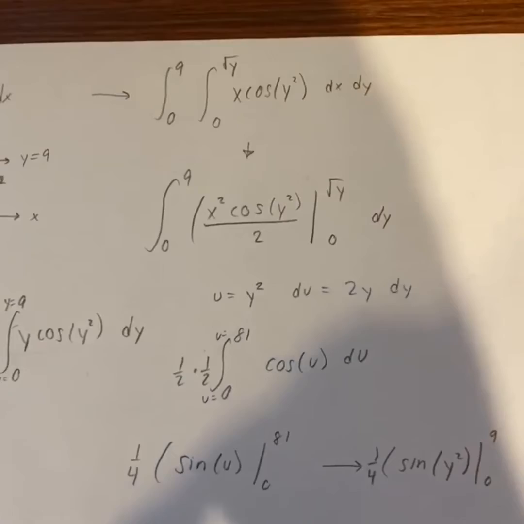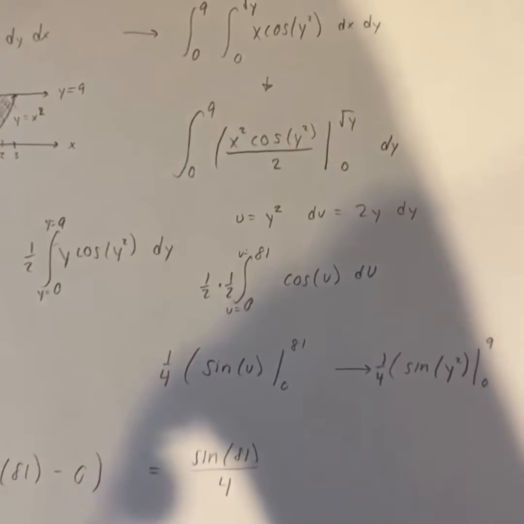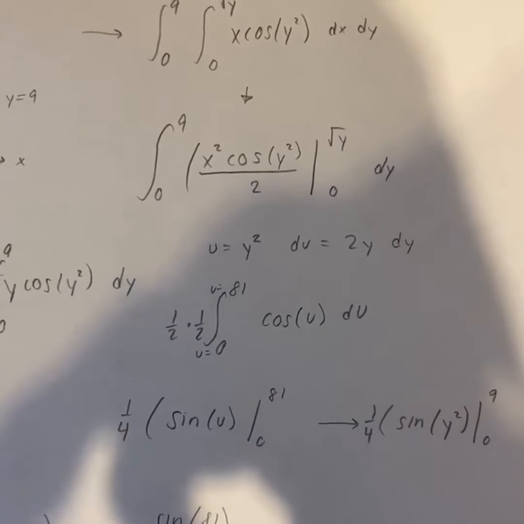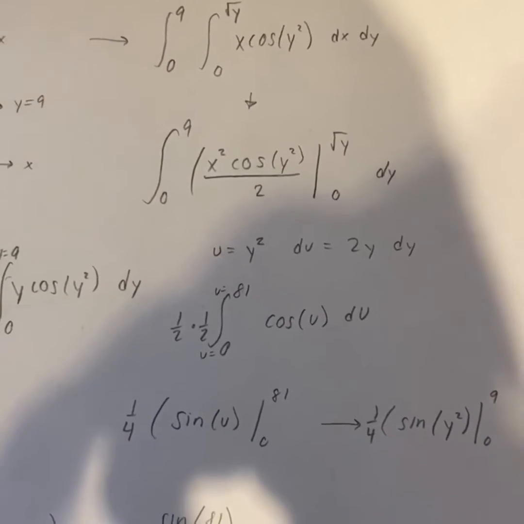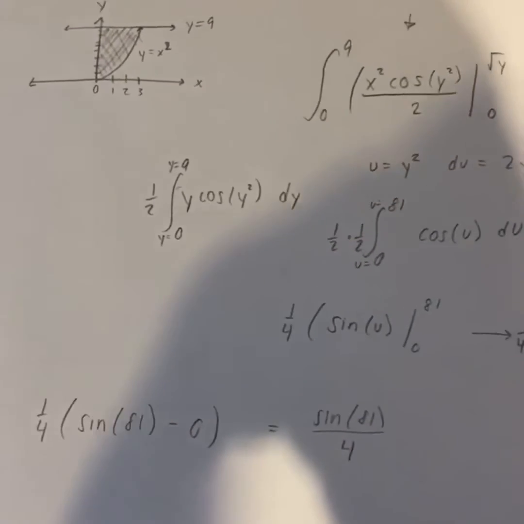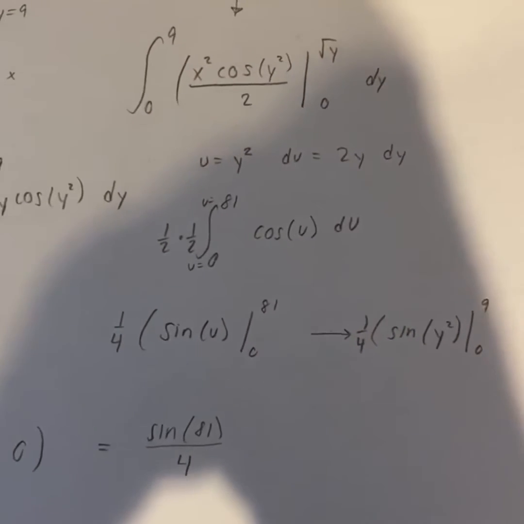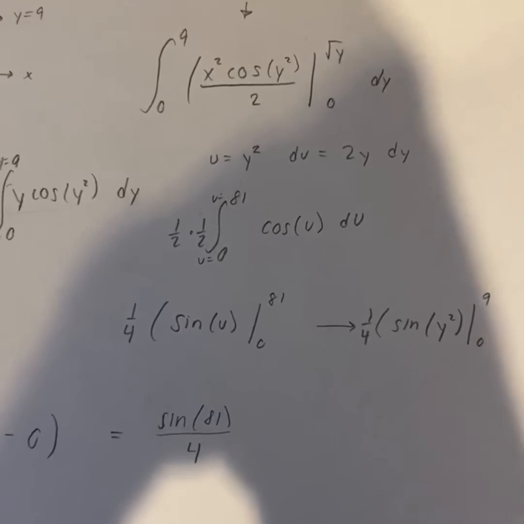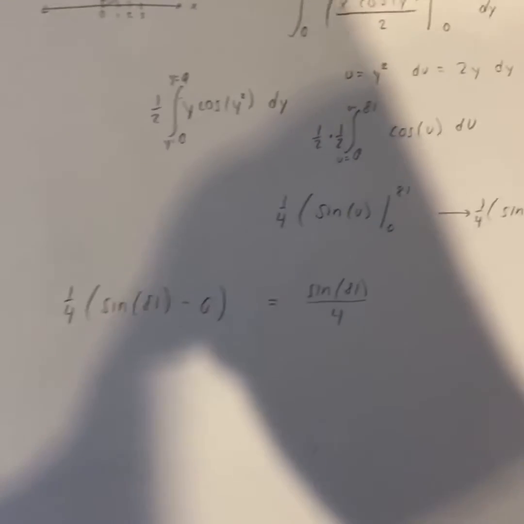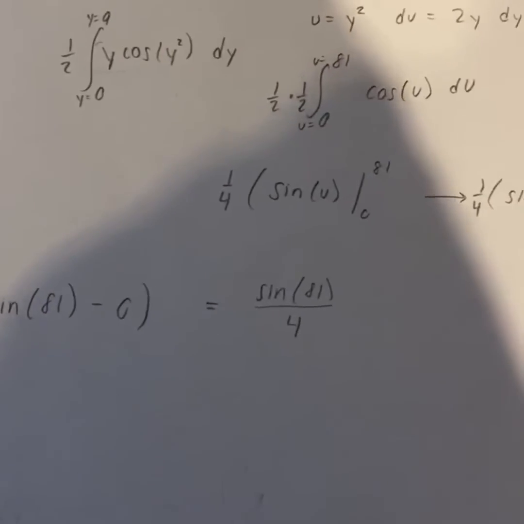And you get this order, and by taking the integral, you get x squared cosine y squared over 2. And then solving it all out, you get to here where you have to use u substitution, and then follow that through, and in the end you get sine of 81 all over 4.